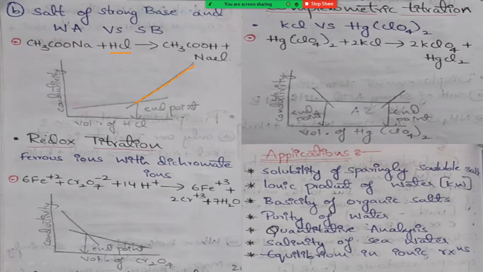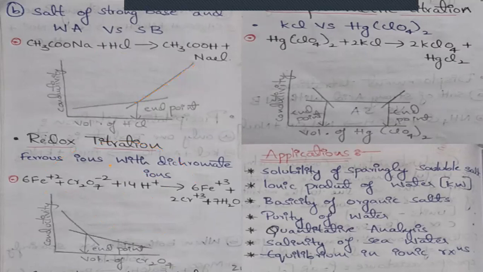And the next one is redox titrations. Here we can see this redox titration, where reduction and oxidation take place in the same reaction simultaneously, as we have already discussed in the previous class. Here ferrous ions are getting oxidized and converting into ferric ions, and dichromate ions are converting into chromium ions in the presence of acidic medium. Acidic medium is very important in redox titrations.